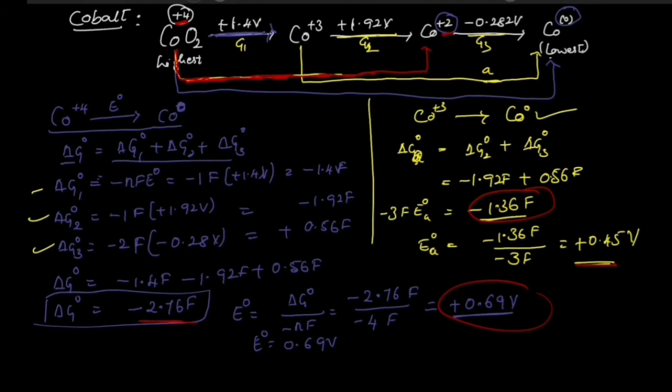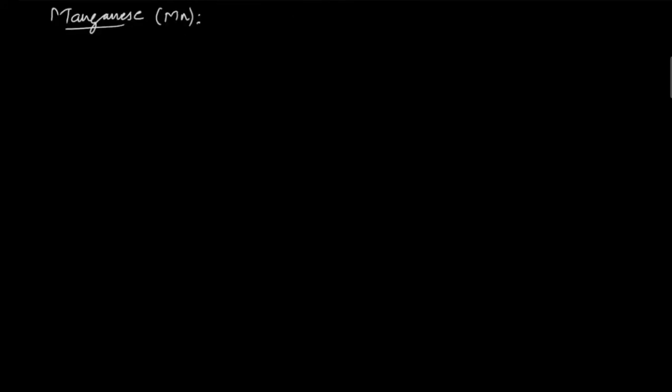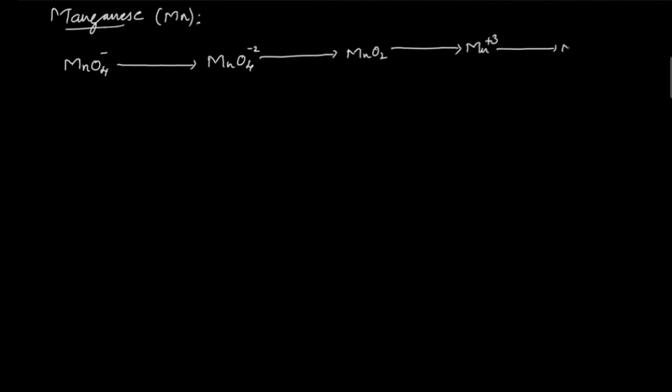In your syllabus, another two Latimer diagrams are prescribed, that is manganese and chromium. I'll write the Latimer diagram directly. First, we will write the Latimer diagram for manganese. Here, we have the MnO4 minus ion, which gets converted into MnO4 2 minus, again MnO2 manganese dioxide, Mn plus 3, Mn plus 2 oxidation state. Finally, it gets converted into the 0 state, that is the lowest oxidation state.